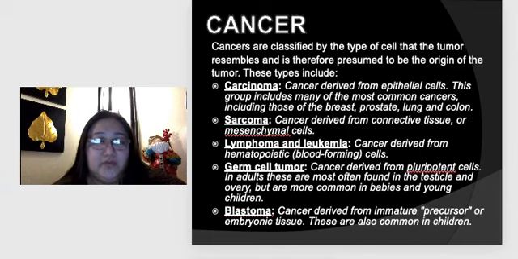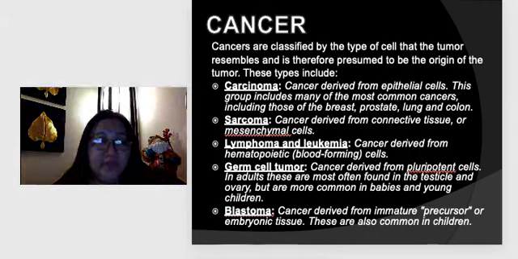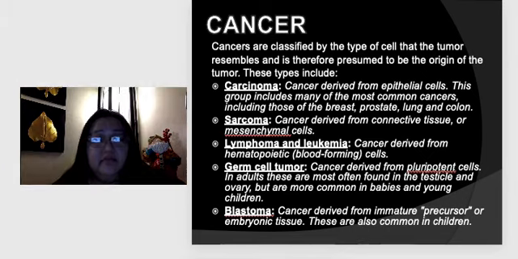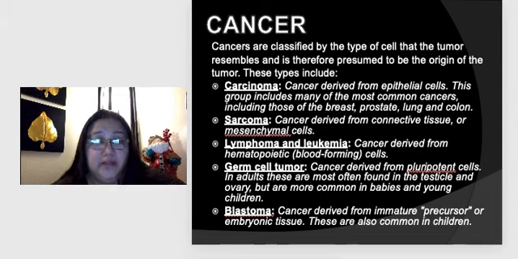Maraming klase ng cancers, and these are classified usually by the type of cell that the tumor resembles and therefore presumed to be the origin of the tumor. So, for example, carcinoma. Carcinoma cancer is derived from epithelial cells. The epithelial tissues. Pag sinabing epithelial tissues, usually these are the cells that line the body parts. They cover body parts. Pag naman sarcoma, from connective tissues. So they connect body parts. And lymphoma at leukemia, sila naman yung mga cancer cells derived from the hematopoietic system. Sila yung mga blood-forming cells.